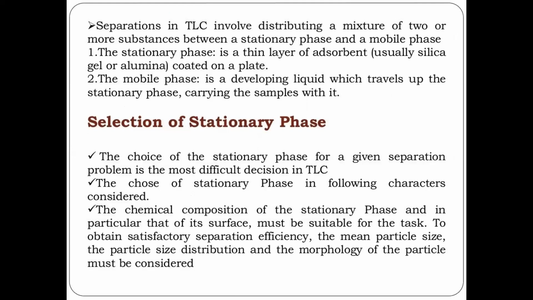Selection of the stationary phase. There are different stationary phases available in thin layer chromatography. The chemical composition of the stationary phase is important to consider. The stationary phase is selected based on the analyte. The stationary phase is nothing but the thin layer of adsorbent coated on the plate. The mobile phase is the developing liquid which travels up the stationary phase.